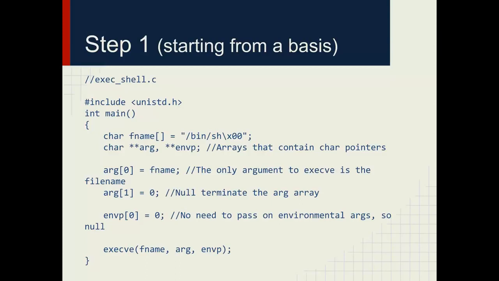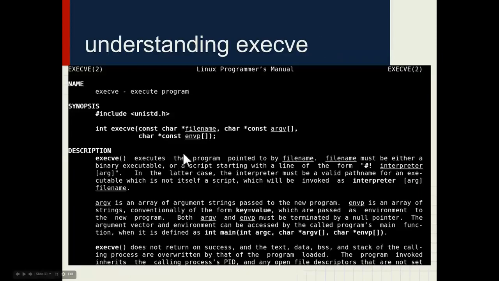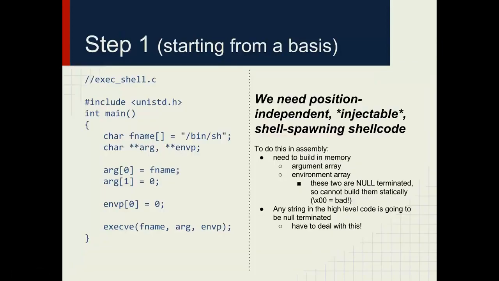So let's start from a basis, and we want to be able to execute arbitrary binary. And this would be the code to execute binsh with execve. And execve takes 3 arguments: a pointer to a string that specifies a file name, a pointer to an array of arguments, and then a pointer to an array of environment variables, which can often just be completely null.